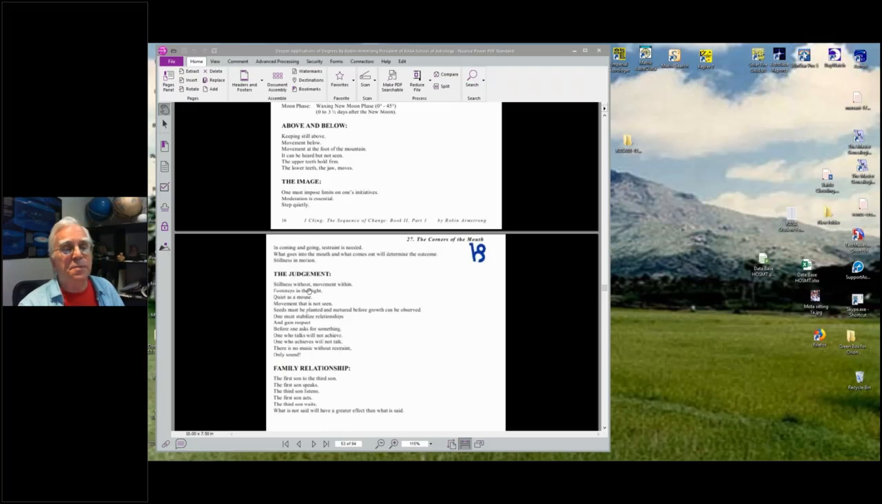The judgment: stillness without motivation, movement within, footsteps in the night, quiet as a mouse, movement that is not seen. The seeds must be planted and purified before growth can be observed. One must stabilize relationships and gain respect before one asks for something. One who talks will not achieve. One who achieves will not talk. There is no music without restraint, only sound.